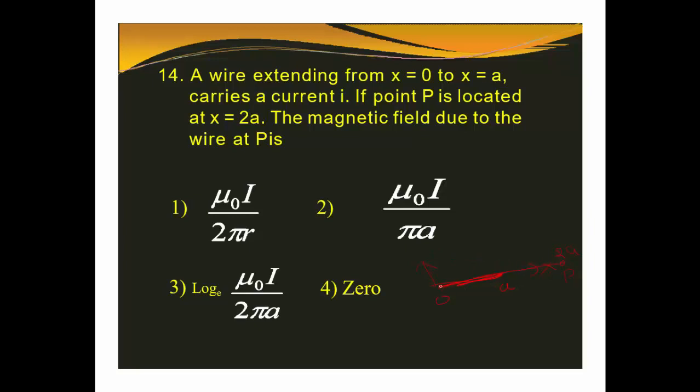Since observe here, this is the conductor, and this is a point. Here the thing is that the point lies along the axis of the conductor. See here, I am pointing. The point lies along the axis of the conductor. If any point lies along the axis of the conductor, the magnetic field is 0. No formula, just direct knowledge.